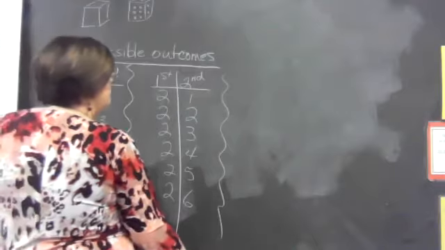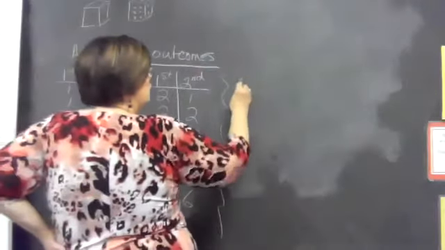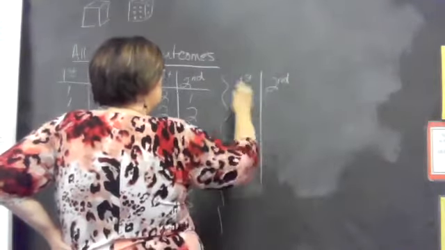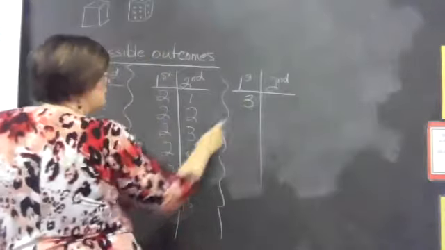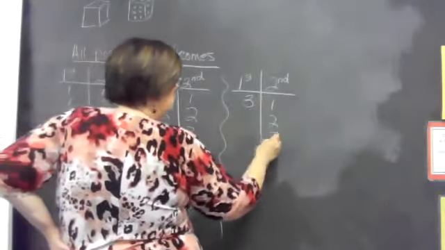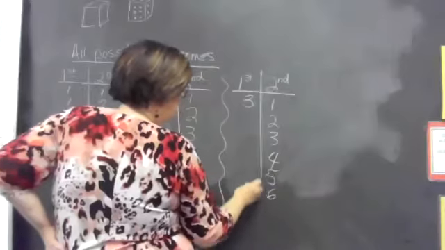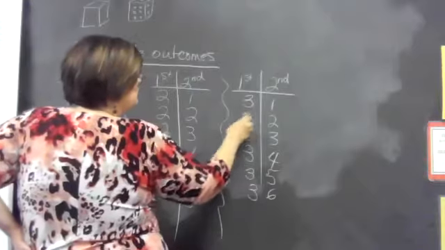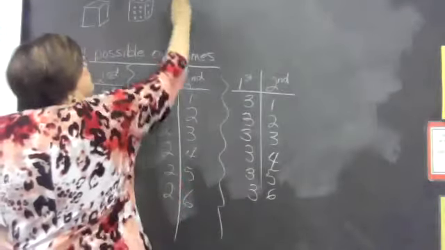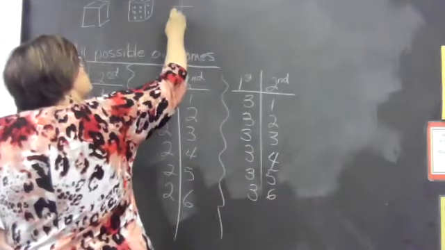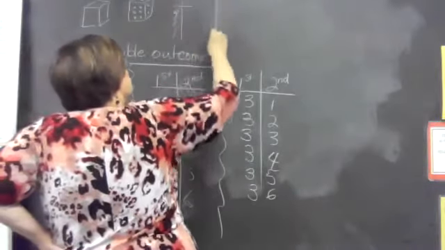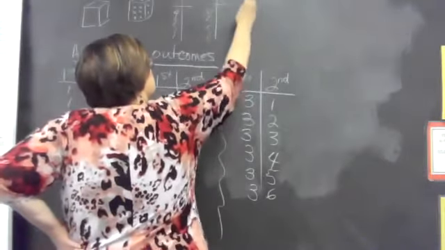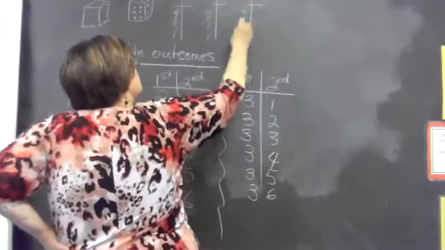Then I'm going to have a chart where the first one came up a 3. It could come up 3 and a 1, 2, 3, 4, 5, or 6, with the first one being a 3. And so you can see our pattern. We will also have one of these for the 4s, one of these if the first one is a 5, and one of these if the first one is a 6.